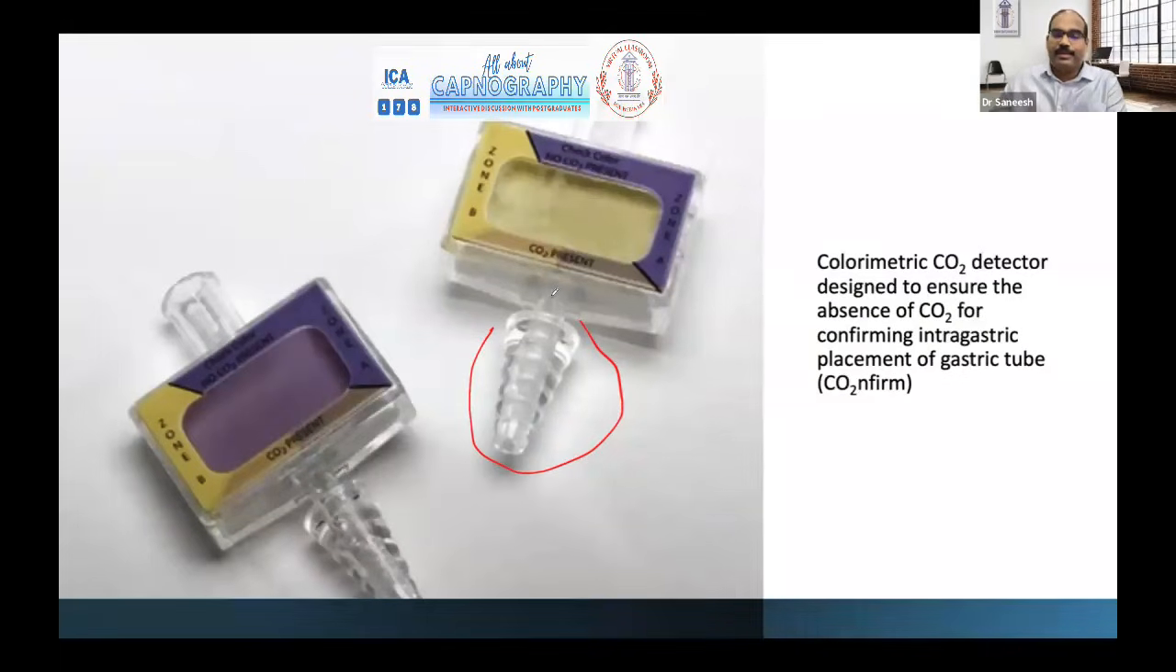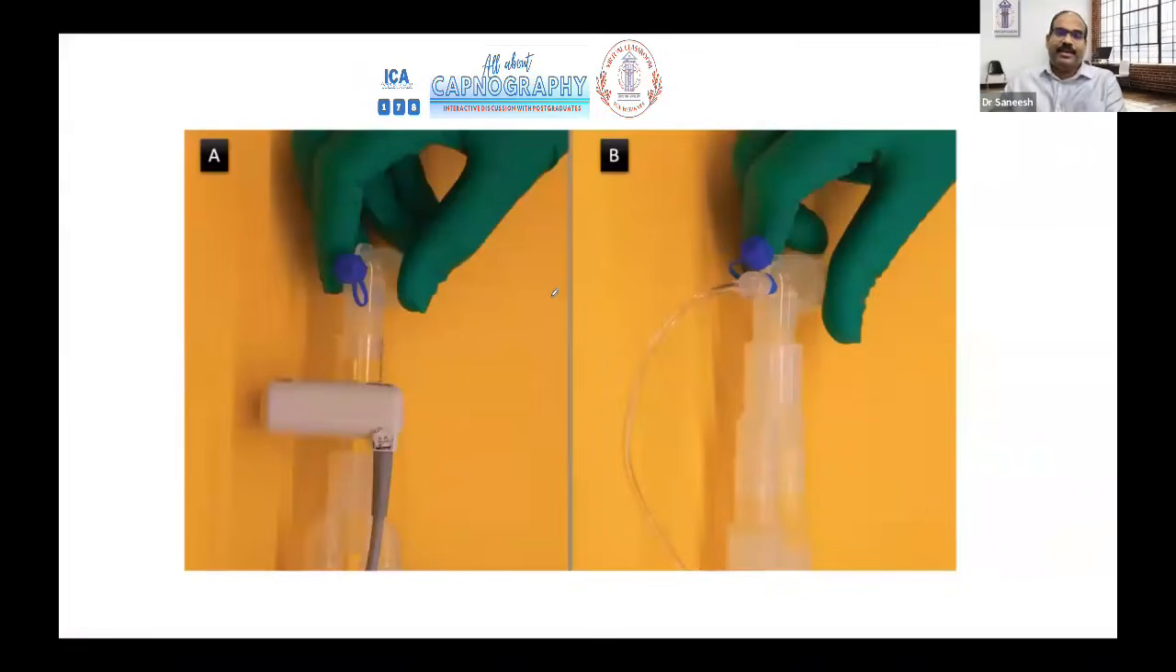The equipment is called CO2 Confirm. So this is going to be a very simple question. Identify for me the one on the left side, A, and the one on the right side.